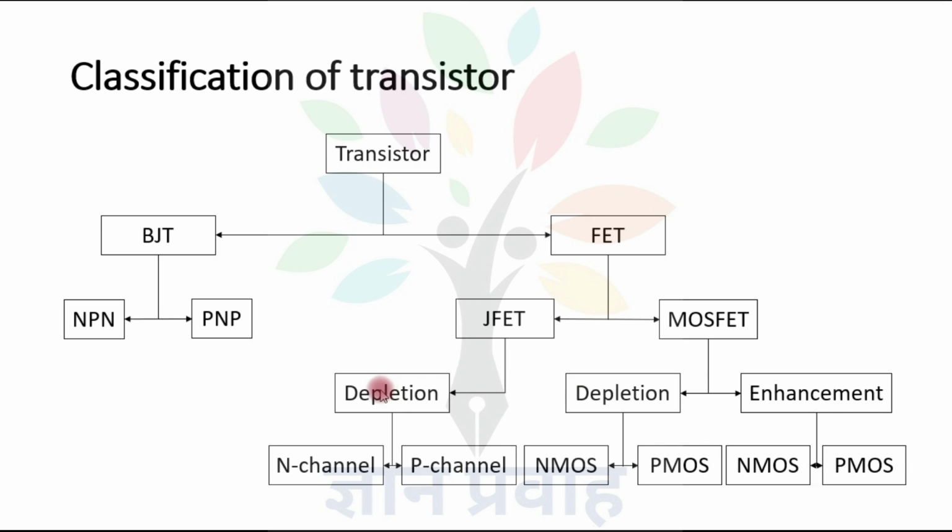There are further classifications of depletion and enhancement type transistors, and these are based on the channel region. There are two possible types of channel region. One is N-type channel region, second one is P-type channel region. If the channel region is N-type, the transistor is an N-channel depletion type JFET. If the channel region is P-type material, then the transistor is a P-channel depletion type JFET. Similarly for depletion type and enhancement type MOSFET devices, N-channel devices are called NMOS devices and P-channel devices are called PMOS devices.